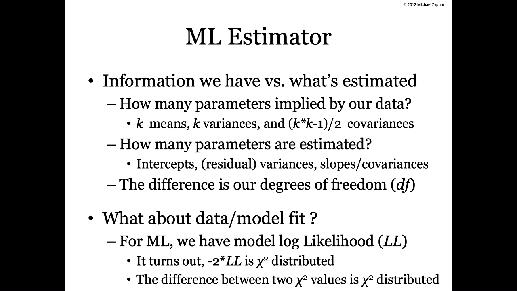So how many covariances are there? Well, it's k times k minus 1 divided by 2. So that's 10 times 9, which is 90, divided by 2 is 45. There would be 45 covariances there.